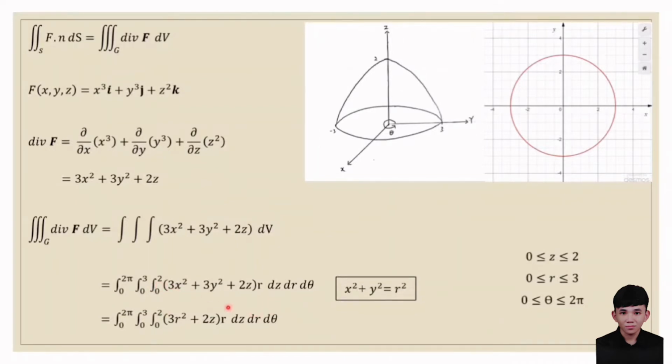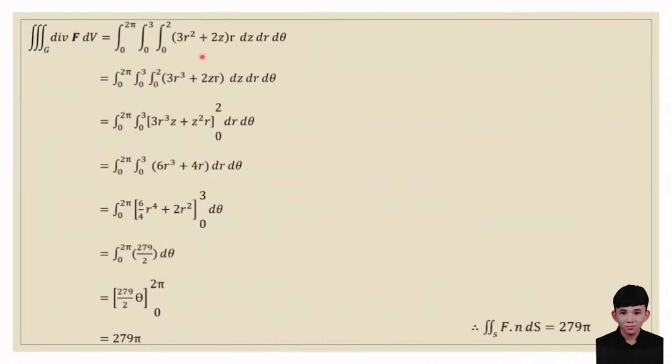After that, we convert 3x squared plus 3y squared into 3r squared. We multiply r into the bracket, and then we get 3r cubed plus 2zr dz dr d theta. Next, we proceed to integrate z, and then we get 3r cubed z plus z squared r. Next, we substitute the value into z, and then we get 6r cubed plus 4r dr d theta.